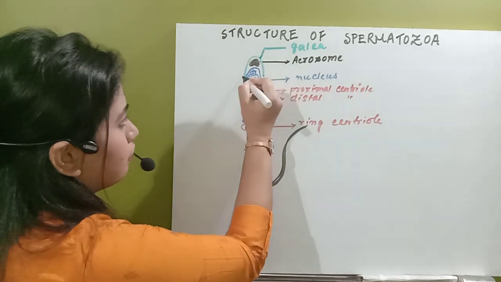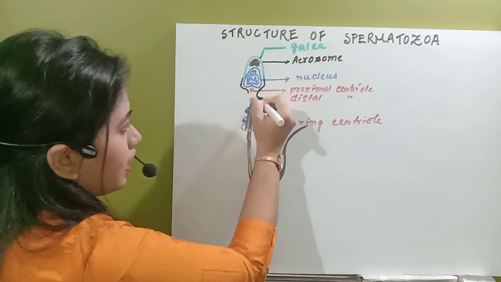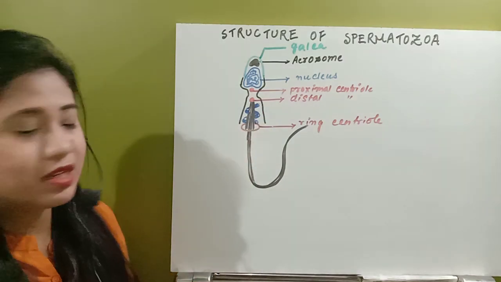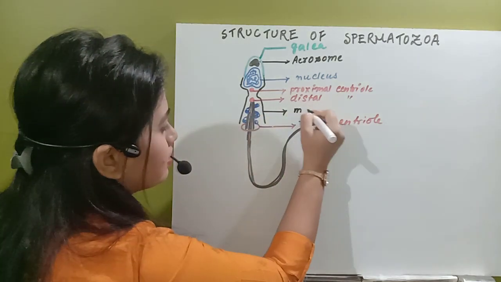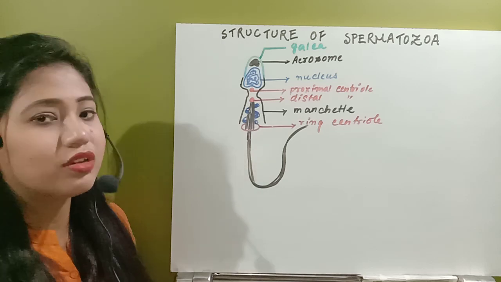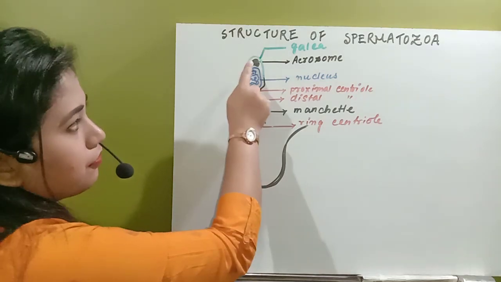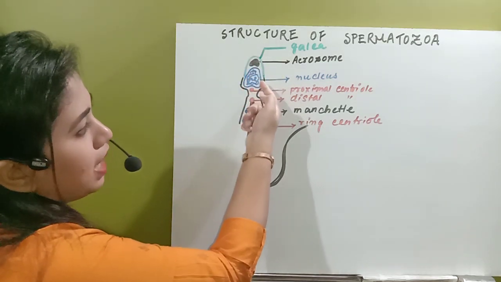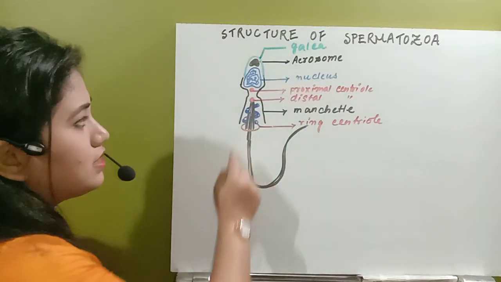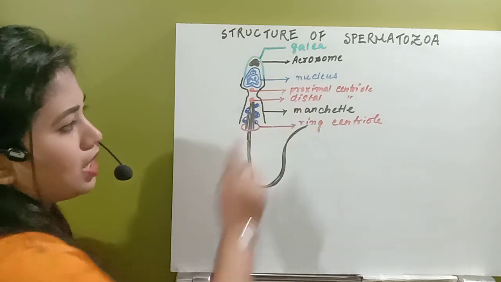So this galea will extend. Towards the neck also it is present, and after that it is also present towards the middle piece. So this structure is known as the manchette. So we will see here, this is not the cell membrane. This is another membrane which is present beneath the cell membrane. Above, towards the acrosome, and half of the nucleus is covered by one membrane, that is known as the galea, and just beneath that, this same galea will extend, but we have a term here, this is known as the manchette.